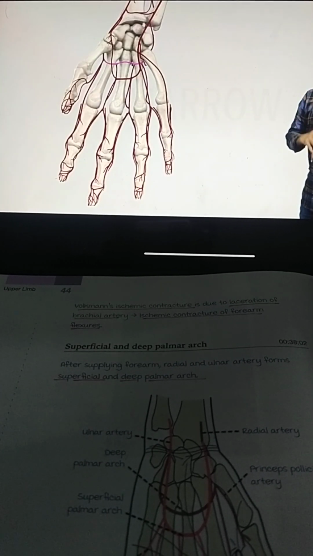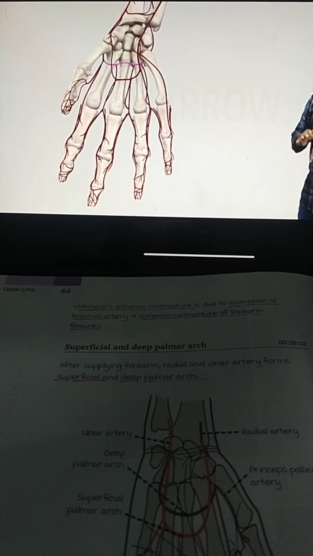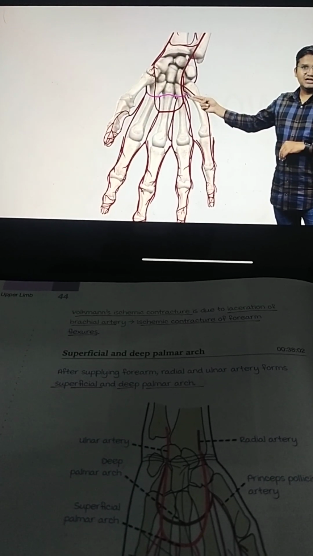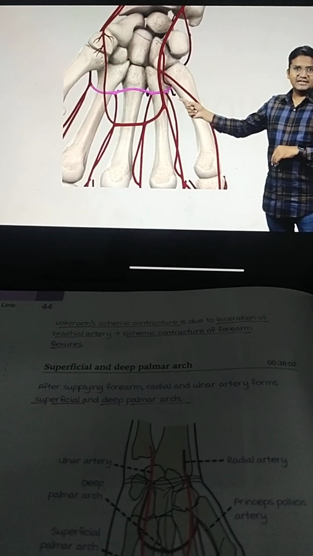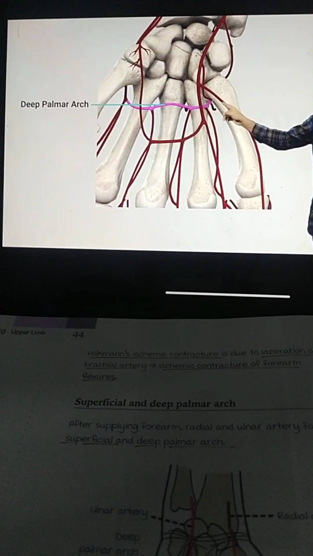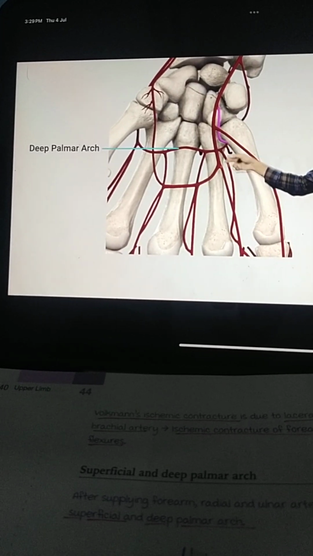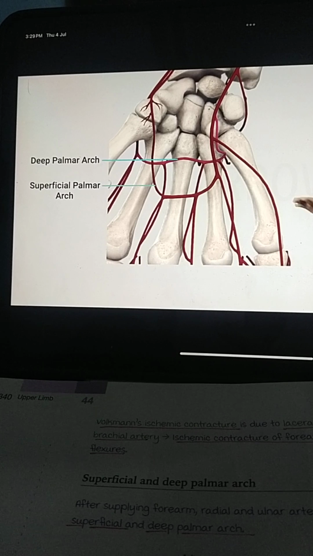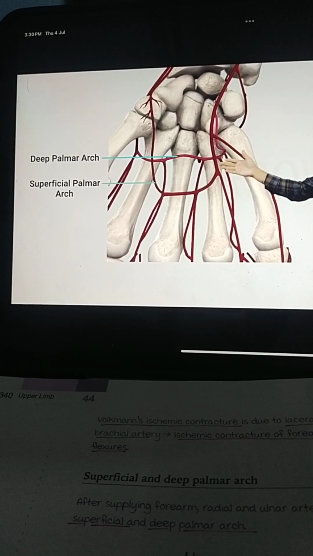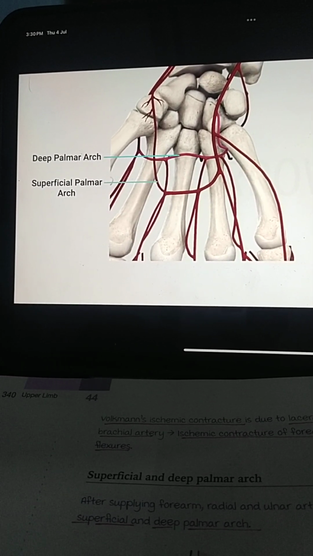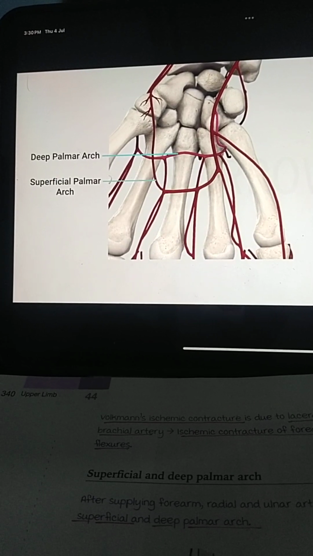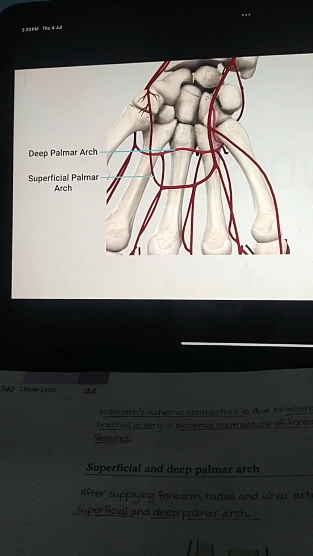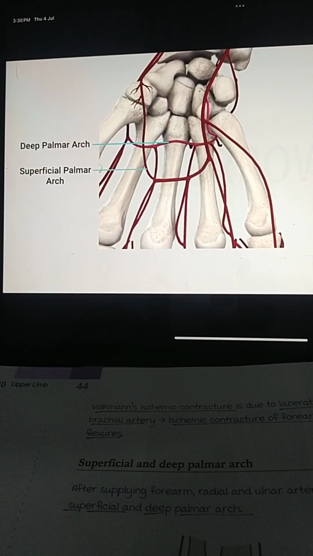Right. Now we see the deep arch. The deep arch is a continuation of our radial artery. See here, this is the deep arch. It is a continuation of the radial artery, and the deep arch is completed on the other side by a small contribution from the ulnar artery. So we have the superficial palmar arch and the deep palmar arch. The deep palmar arch is proximal to the superficial palmar arch. Is it clear? Right. So these are the things you have to know about the vessels of the upper limb. Certain important animations we are seeing.